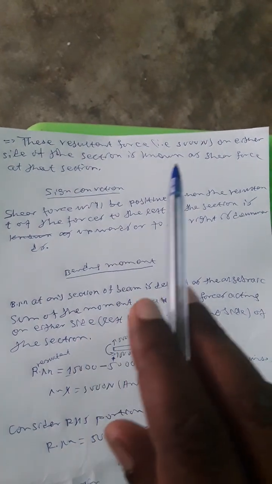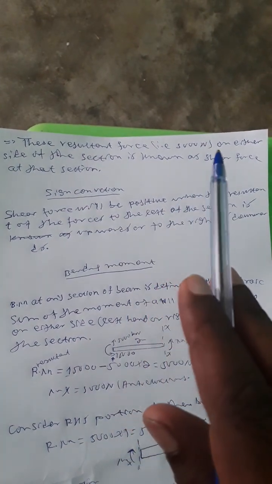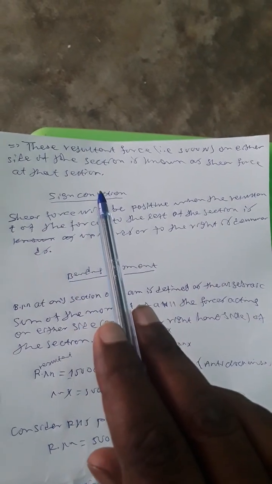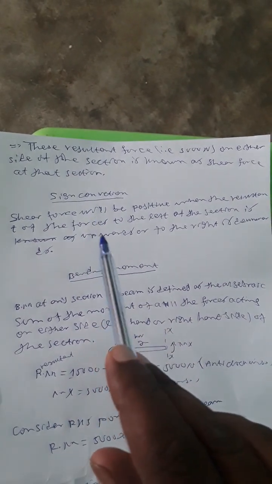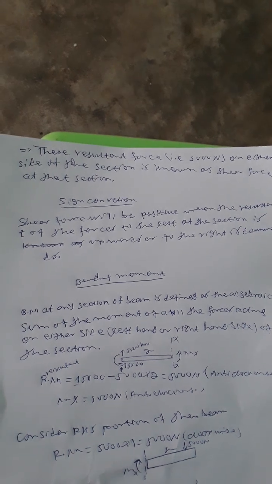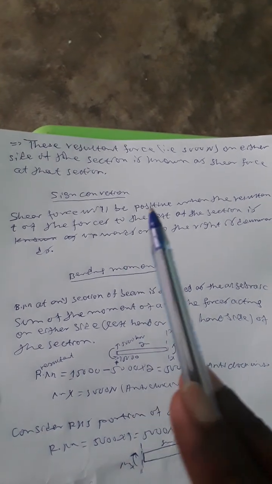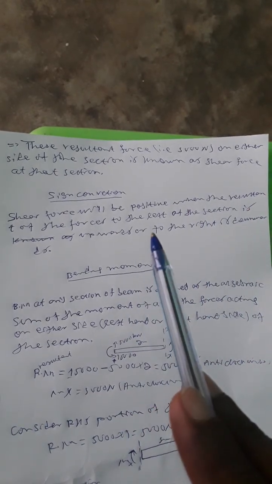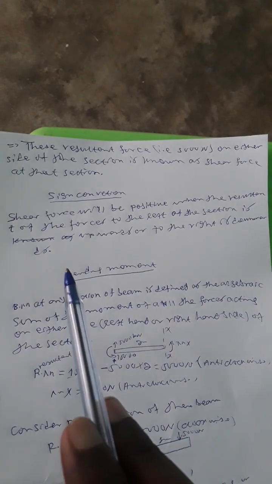This resultant force of 5000 Newton on either side of the section is known as the shear force at that section. Sign convention: shear force will be positive when the resultant of the forces to the left of the section is upward, or to the right is downward.